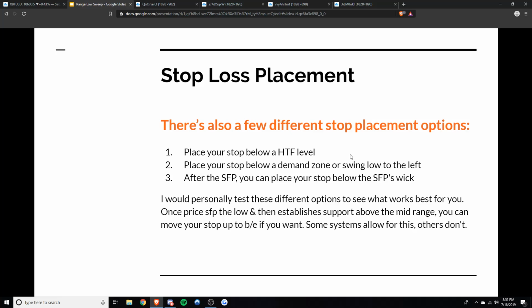And if you have a different stop loss strategy, then by all means throw that in there, and just do it your way. But these are just the ways that I have found that are able to work. So, like I have noted here, I would personally test these different options to see what works best for you, because like I said, you might have a strategy already that you use to place your stop losses, or you might start trading this for a little bit and find something that I didn't mention on here that works well.